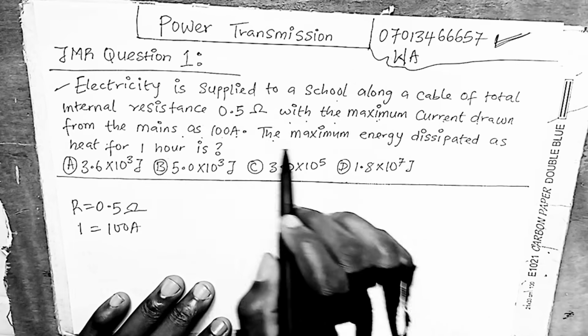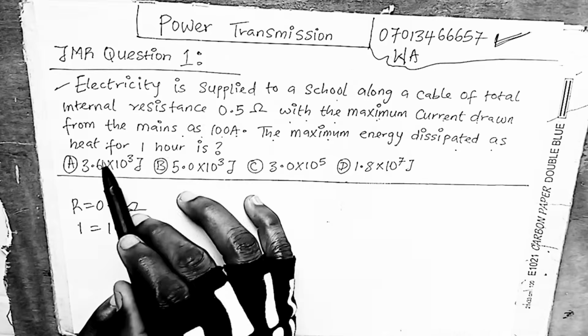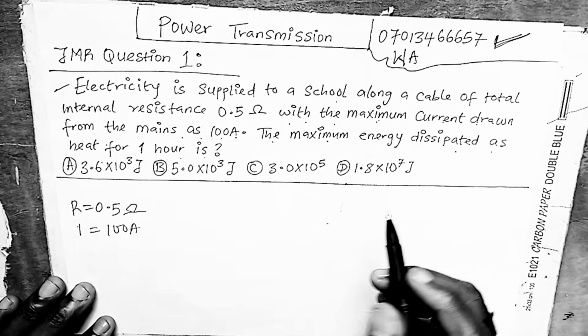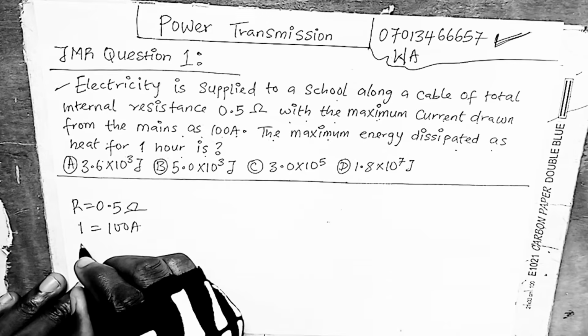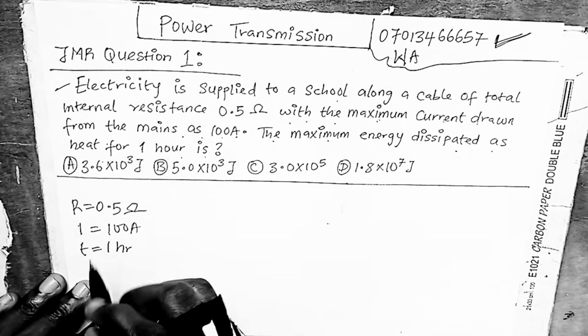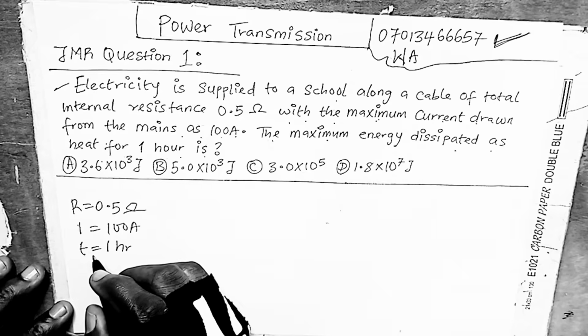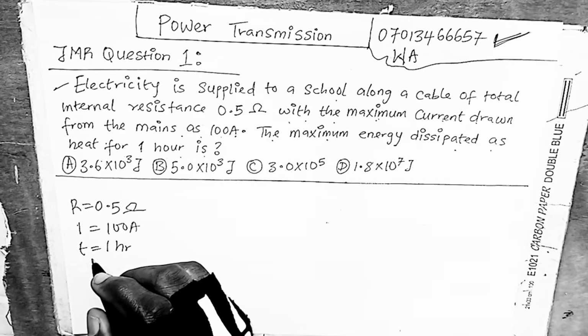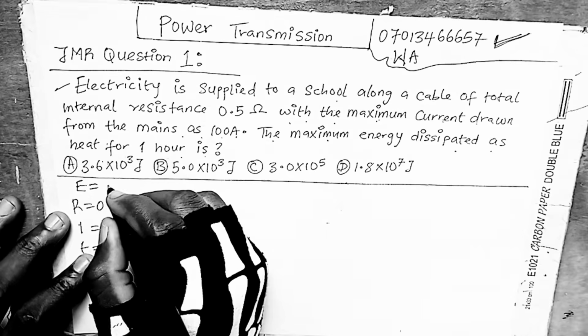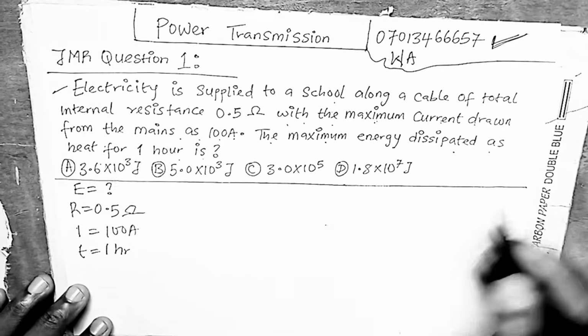The maximum energy dissipated as heat for 1 hour is what? They give us time equal to 1 hour. They say we'll calculate the maximum energy, or can we say power loss? So E is equal to question mark. They say we'll calculate the energy.